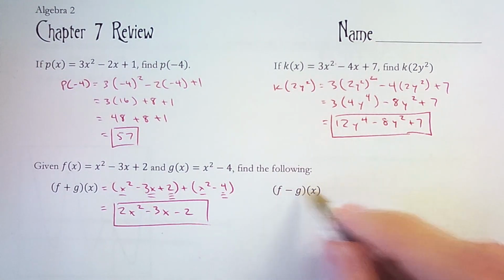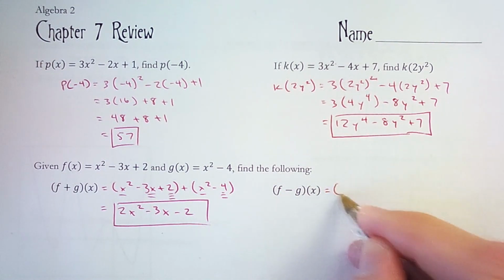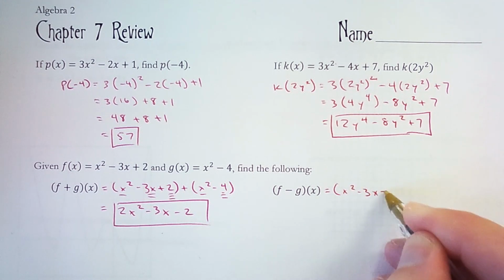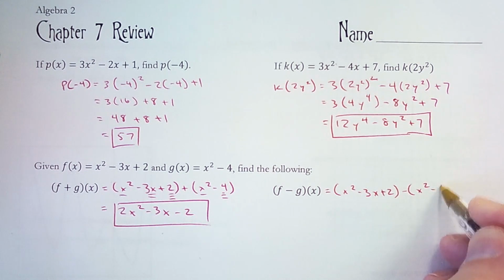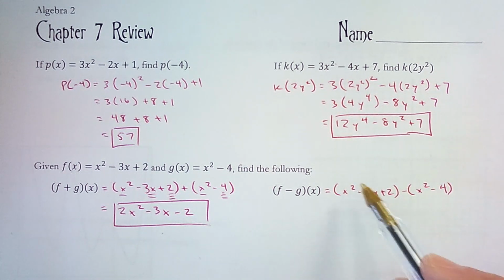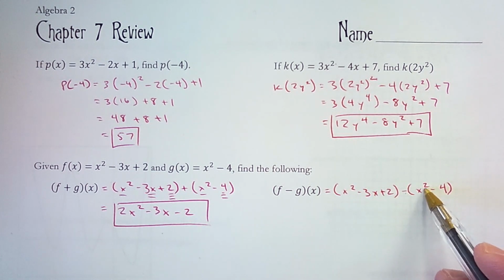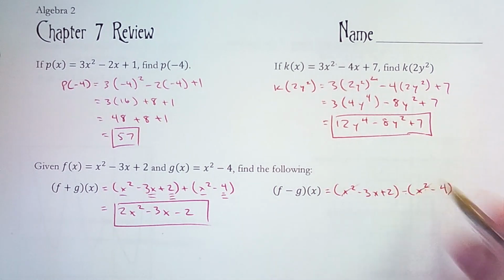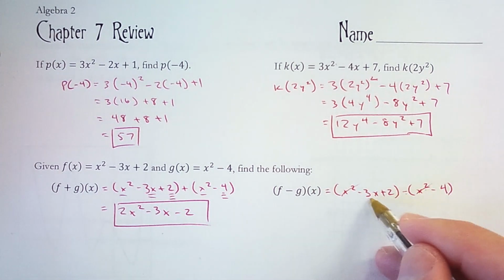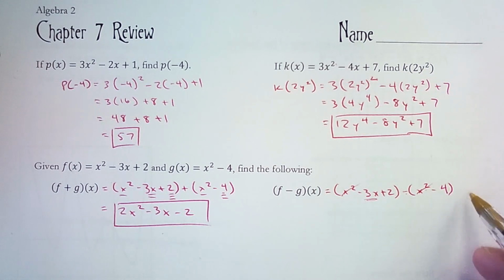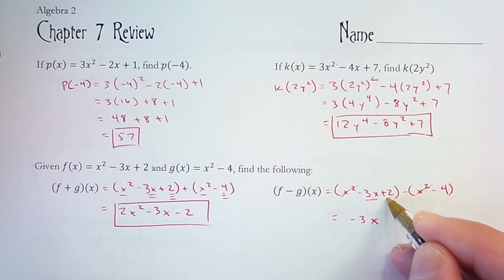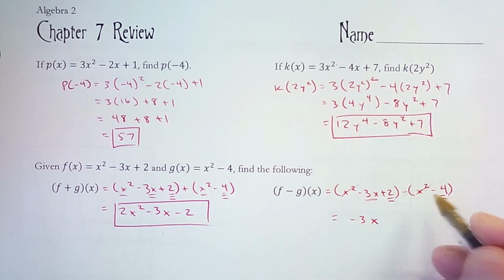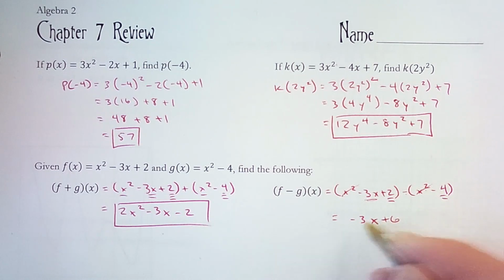Now we'll subtract function f minus function g. So that is x squared minus 3x plus 2 minus x squared minus 4. So we have x squared minus x squared, and those cancel each other out. We have -3x combined with nothing, so we have -3x. And then we have 2 minus -4. 2 minus -4 is 2 plus 4, which is 6.